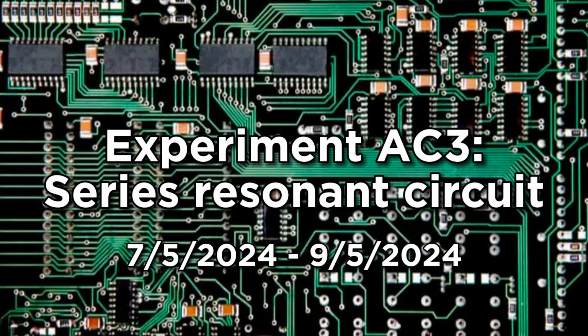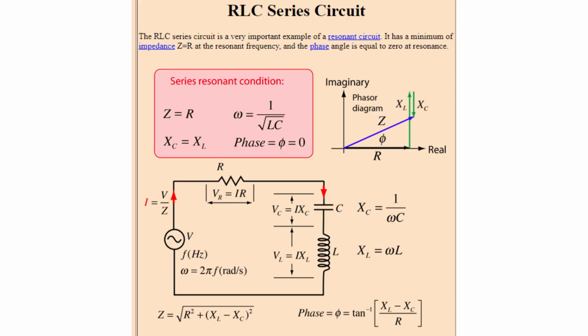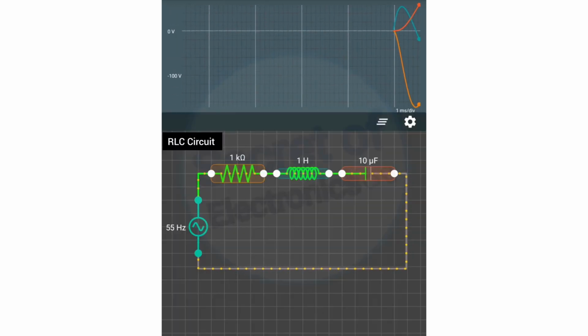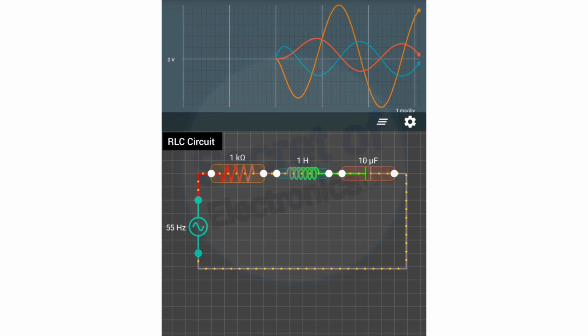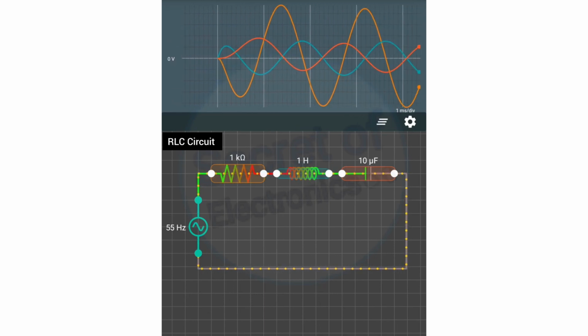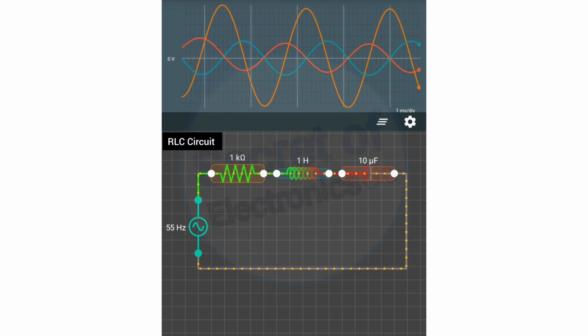The third experiment is AC3, which is known as series resonance circuit. The objective of this experiment is to find the resonance frequency by studying the characteristics of the RLC series resonance circuit. A resonance circuit consists of 3 elements, which are resistance, inductance and capacitance. When these 3 elements are arranged in series, it becomes an RLC series circuit.